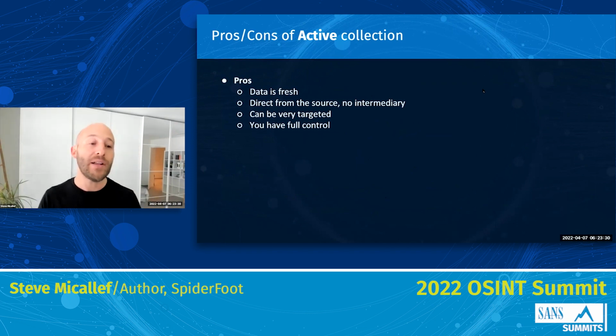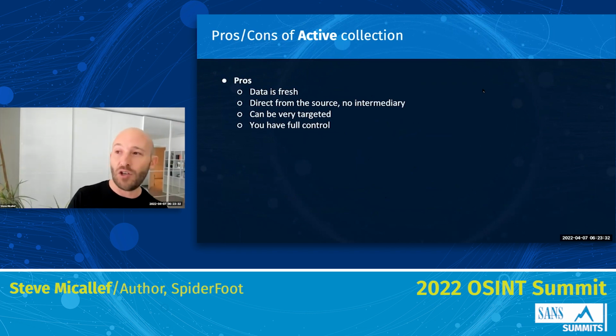So we can talk about active collection first. And you have, of course, the advantage that the data is fresh. You're getting data directly from the source. There's no one in the middle. It can be very targeted, so you can target very specific systems and IP addresses and whatever else. And you have full control of that whole process.